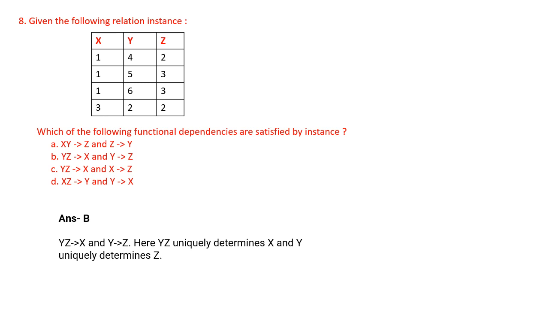Now go to option B. YZ tends to X. YZ: 42, 53, 63, 22. All the combinations are different, so it is permissible. Now we will see Y tends to Z. Y: 4, 5, 6, 2. This is also true. So option B is true. Now C and D we can discard. We will not move further because B is itself correct, and only one correct option can exist in the question. It is MCQ, not MSQ.